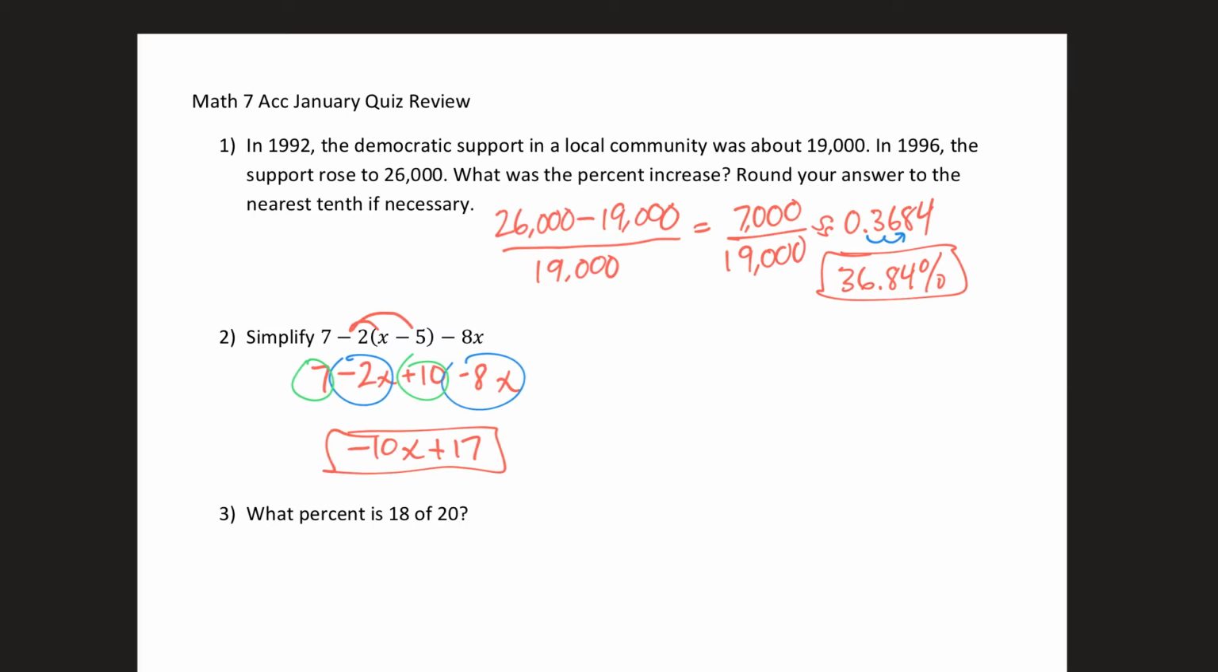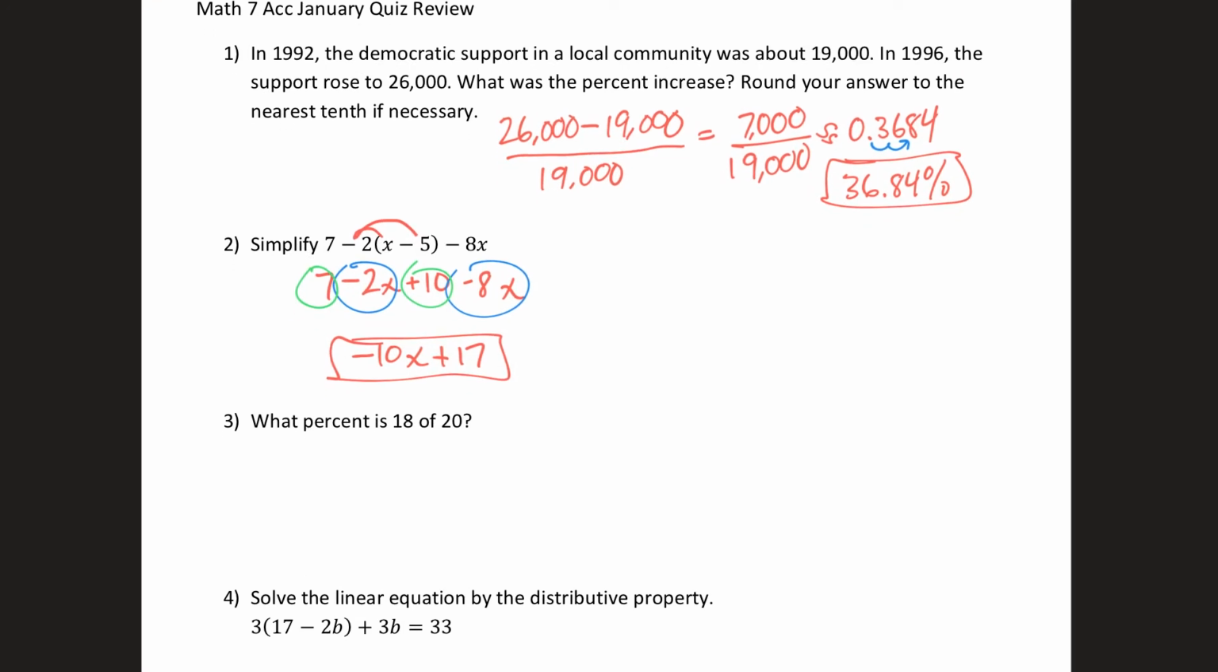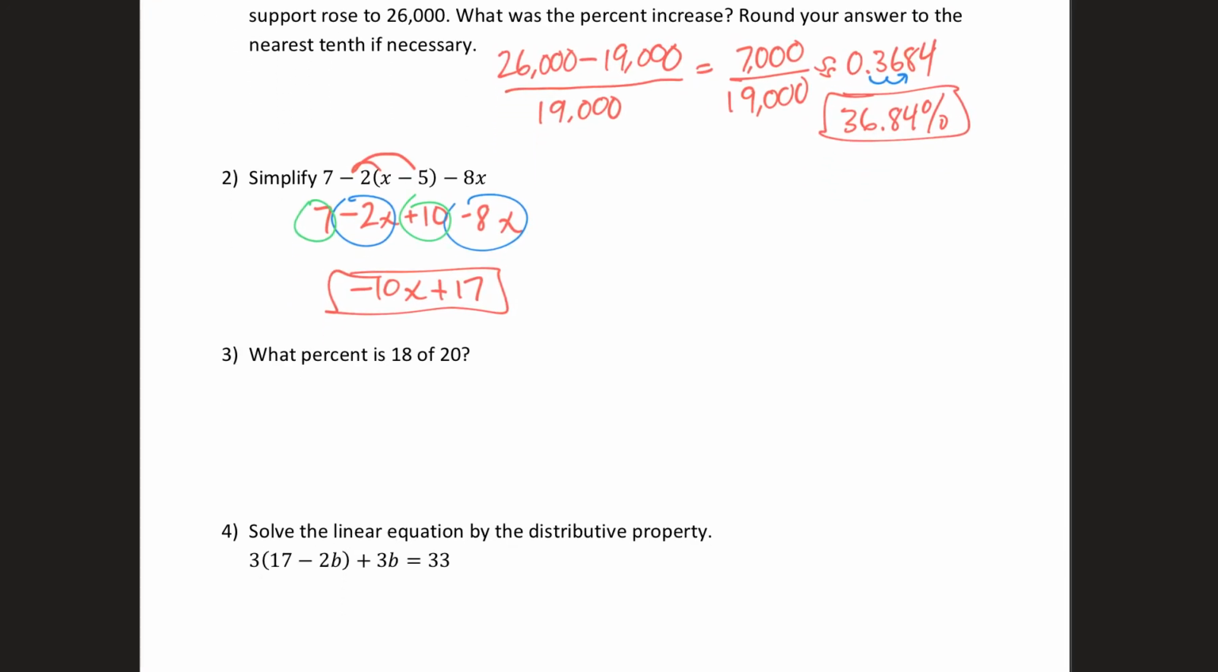The next one is what percent of 18? What percent is 18 of 20? It's really just 18 divided by 20. Now, there's a few ways of doing this. I might see, in this case, 20 goes into 100, and that's 5 times. So I'll just multiply 18 times 5.